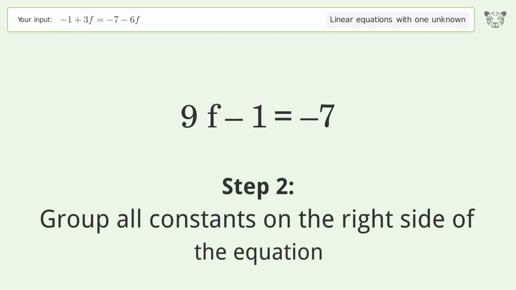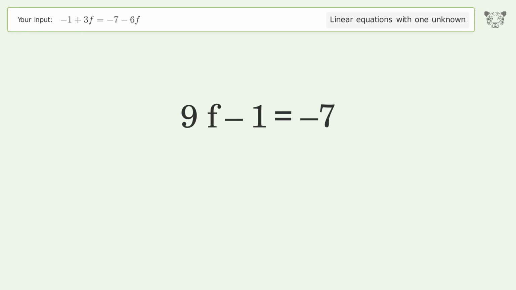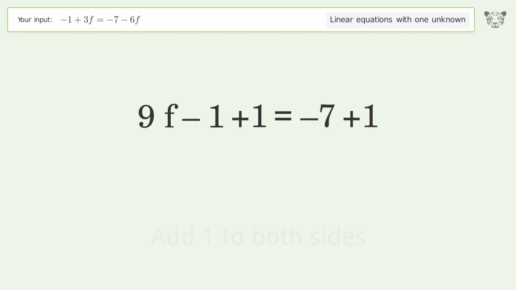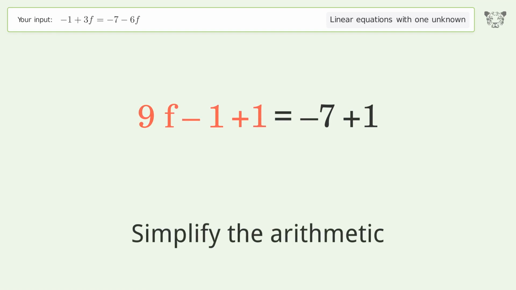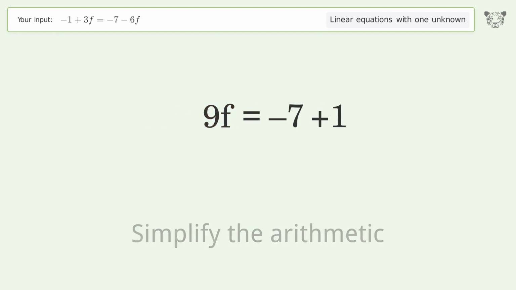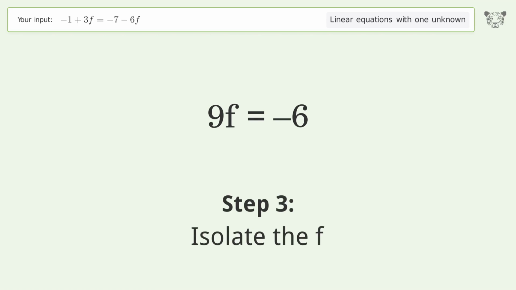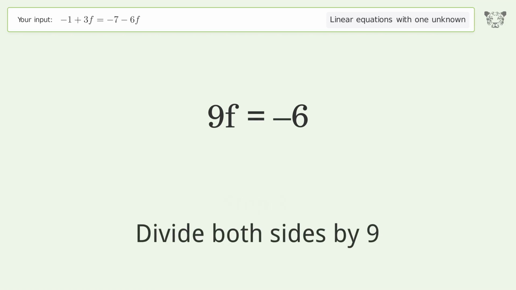Group all constants on the right side of the equation. Add 1 to both sides. Simplify the arithmetic. Isolate the f. Divide both sides by 9.